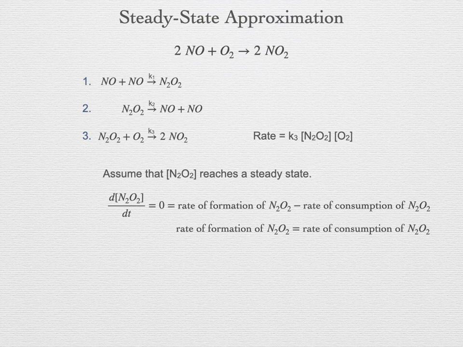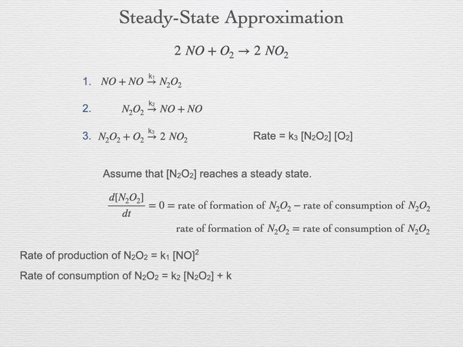Well, it's only produced in step 1, so the rate law for that equation must be the rate of production of N2O2. On the other hand, where is it consumed, or where does it appear as a reactant? Both in steps 2 and 3. Here's the expression for its consumption.